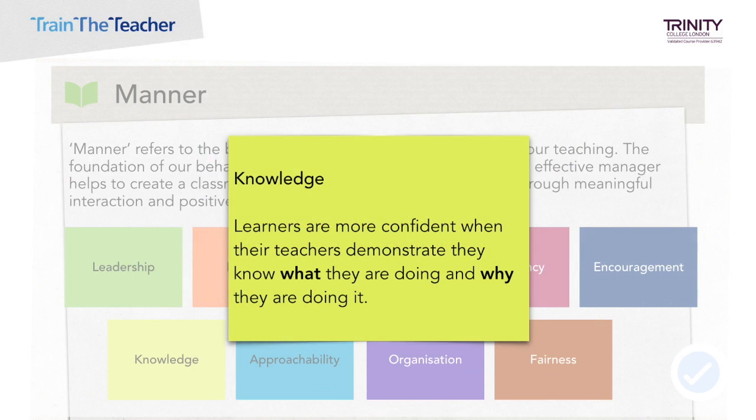Knowledge. Learners, and their parents, are more confident when their teachers demonstrate they know what they are doing and why they are doing it. We don't need to be walking grammar references or dictionaries, but we need to be knowledgeable about the learning experience and the process of learning a second or foreign language.